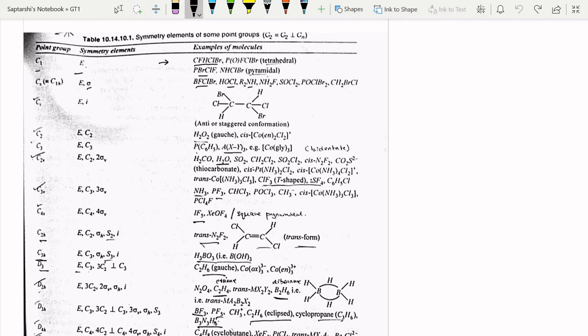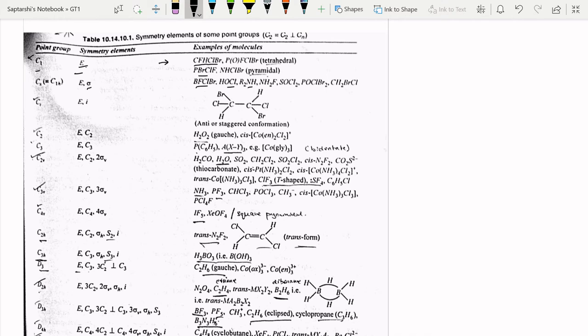So over here we will learn all the examples that are given for different point groups. The main problem that's given is to find out the point group of a molecule, right? Suppose for C1 over here, it's a point group for which there is no symmetry element as such. This is the E, which is the identity, right? Over here we see they have all different ligands, so they have no symmetry element as such, and this belongs to C1.